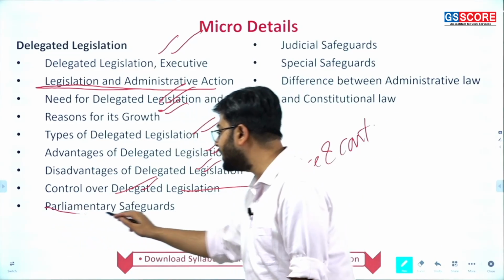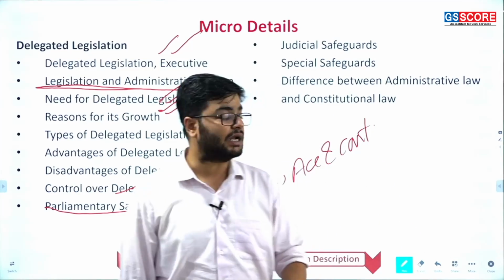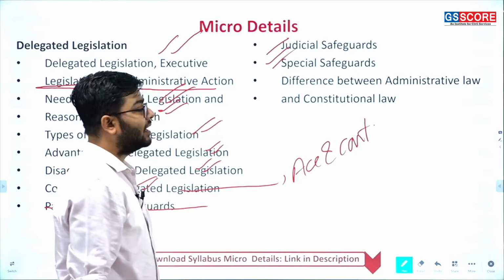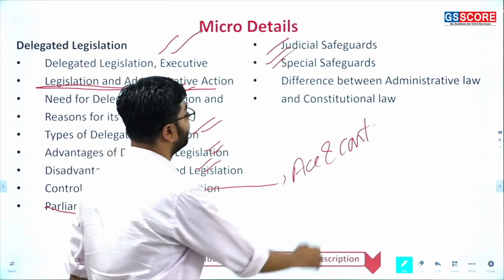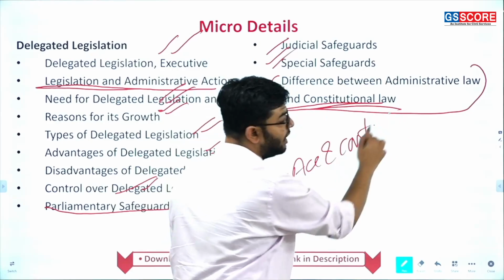What are the parliamentary safeguards? Again, linking to accountability and control. Judicial safeguards, special safeguards, and the conceptual ideas of difference between administrative law and constitutional law.